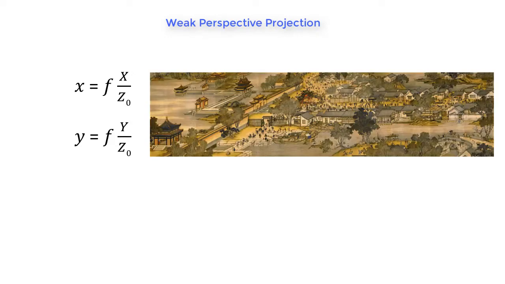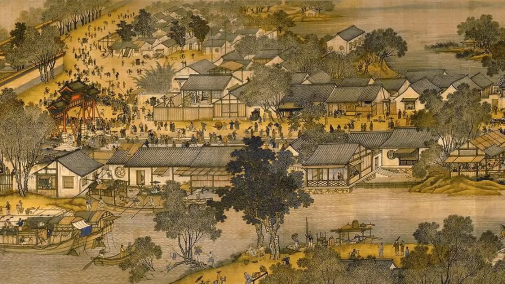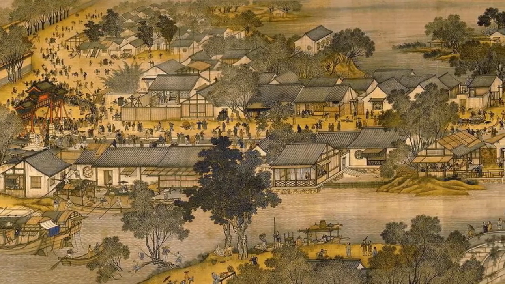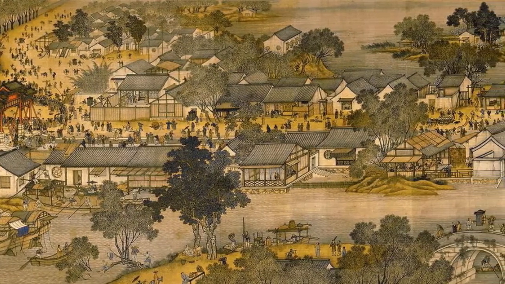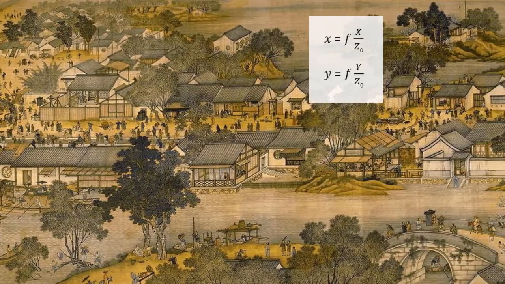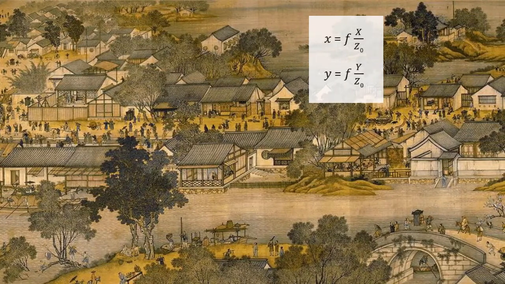If you ever try to take a picture by zooming your camera way too far, you would have witnessed the weak perspective projection. In weak perspective projection, the distance of the objects from the camera is very large when compared to the distance between them. So we can rewrite the perspective projection equations this way, and that's going to preserve the relative depth ratio.